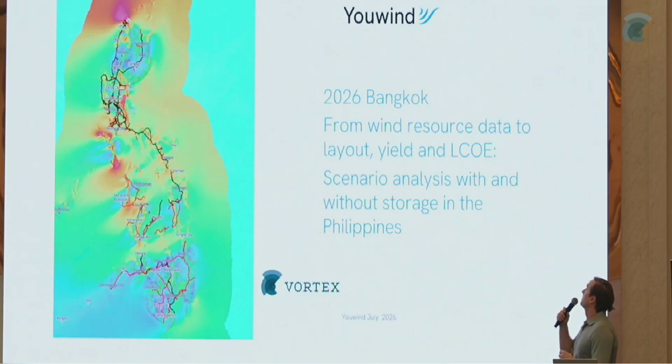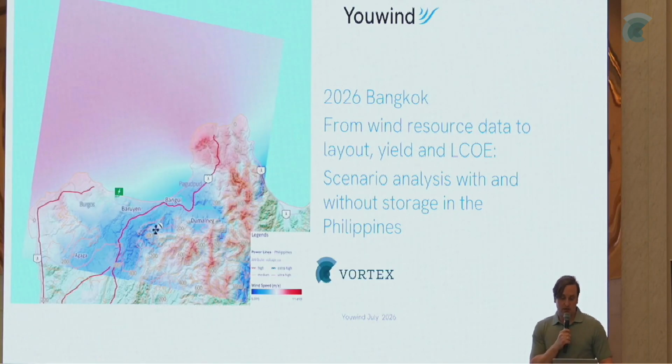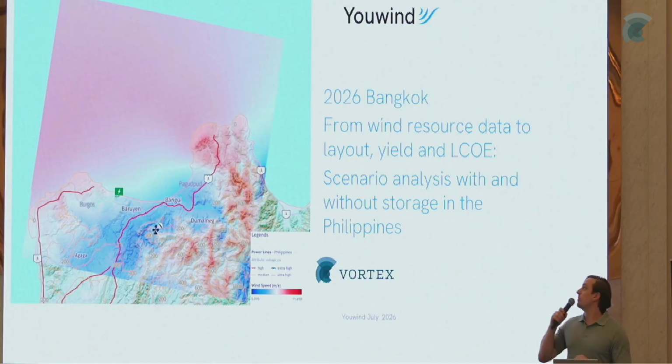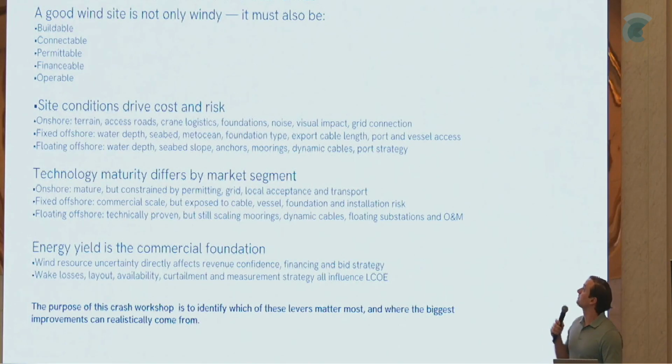So today we're going to talk about analysis we have done here in the Philippines with Vortex data. I assume you're all familiar with the Vortex data maps, and Oriol and Marvin were nice enough to share some data so we could do this analysis in more detail. We're going to look at an area in the north of the Philippines. It's an area that has been of very high interest for offshore wind, but also of interest for onshore wind. It's actually a very large area that is interesting to analyze in more detail.